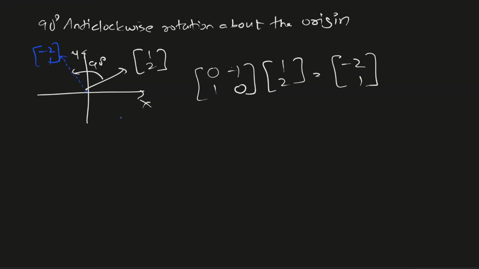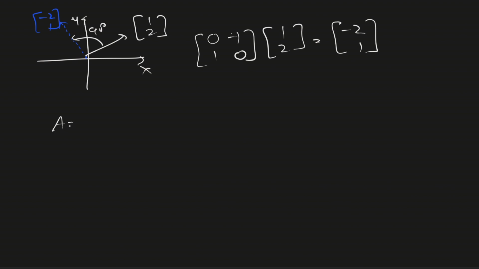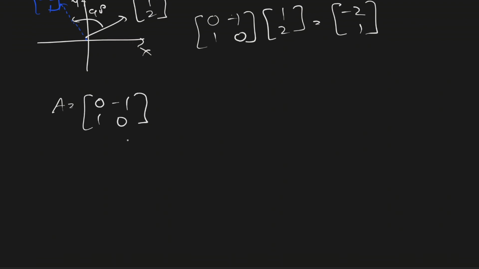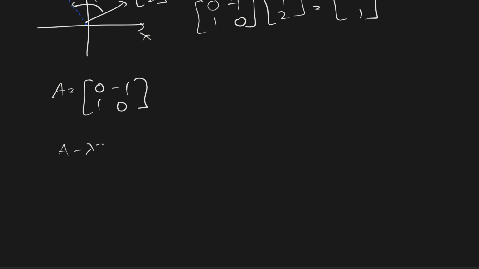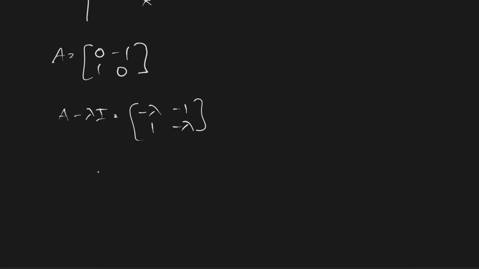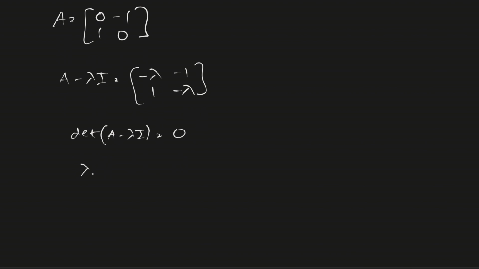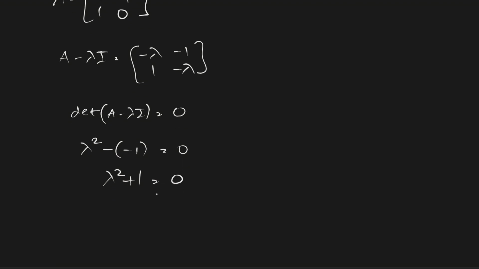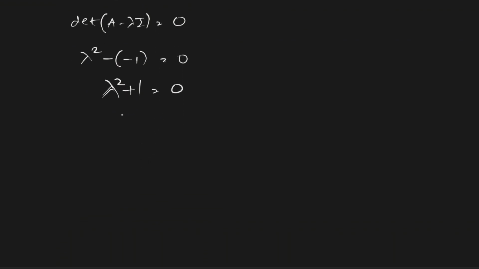So let's see algebraically what happens if I try finding the eigenvalues and eigenvectors in this case. My matrix A is 0, minus 1, 1, 0. Next I'll find the matrix A minus lambda I, which I'll write directly now: minus lambda, minus 1, 1, minus lambda. Next, I'll equate the determinant of A minus lambda I to 0, which gives me lambda square plus 1 is equal to 0. So it results in lambda square being minus 1, for which there are no real solutions.